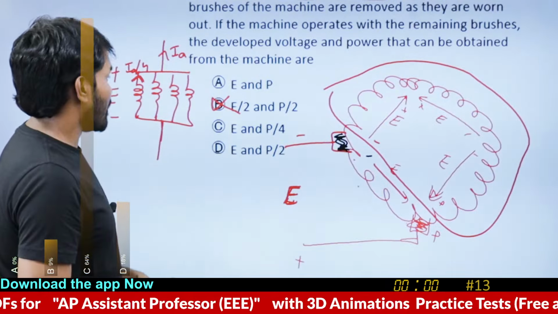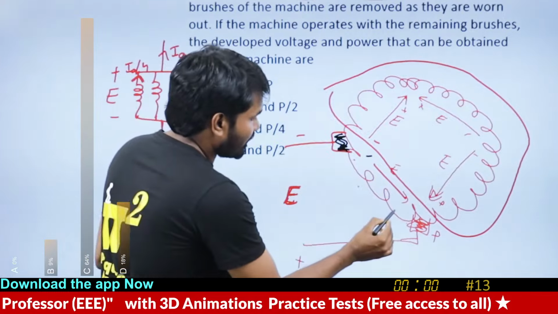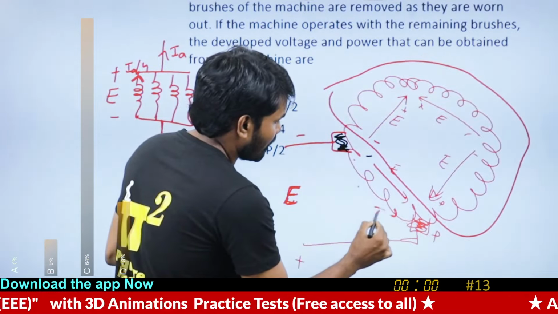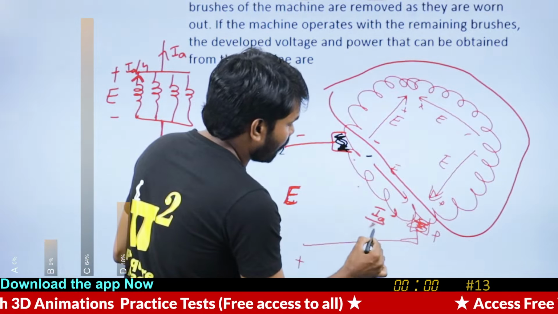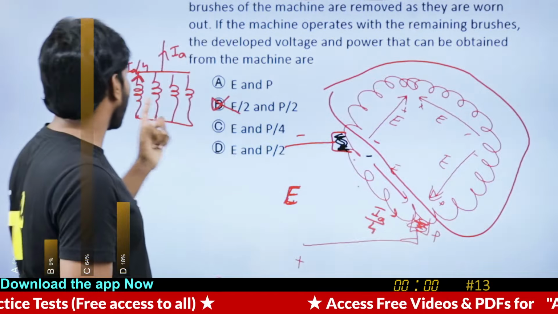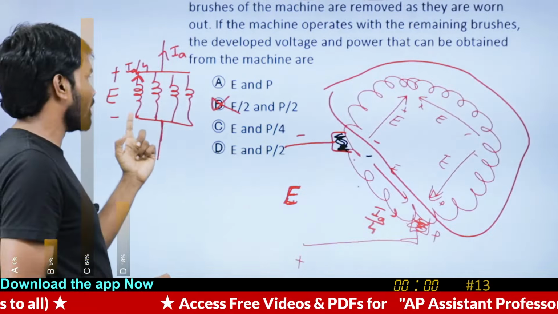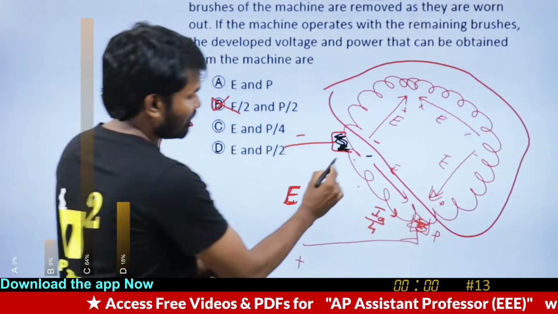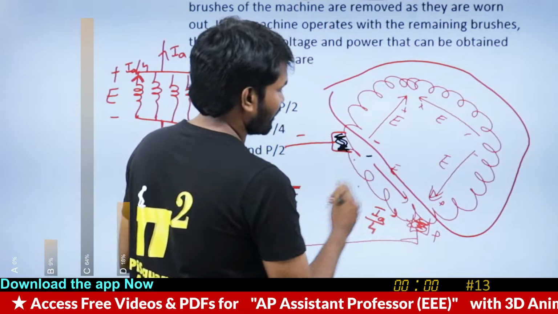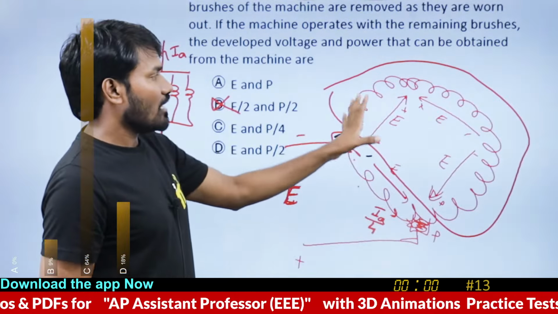Now comes the power. From this, IA by 4 is coming, because from each parallel path IA by 4 current will come out. So from this, IA by 4 is coming. Now what is the resultant current in this?